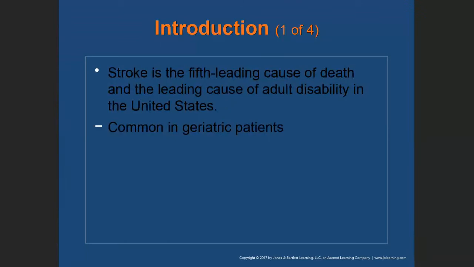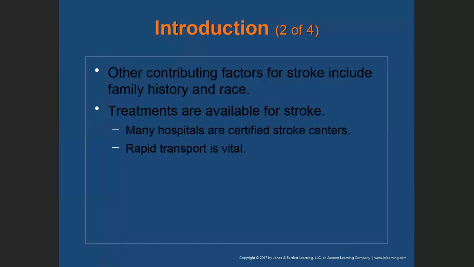Introduction. Stroke is the 5th leading cause of death and the leading cause of adult disability in the United States. It's common in the geriatric population. Other contributing factors for stroke include family history and race. Treatments are available, but these treatments are time dependent. So time is important to your cardiac patient, time is important to your stroke patient. Many hospitals are certified stroke centers. Rapid transport is vital.